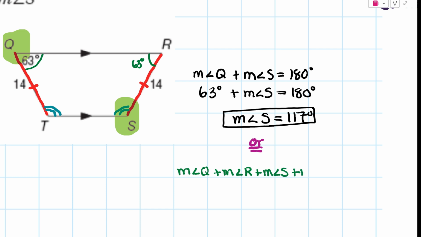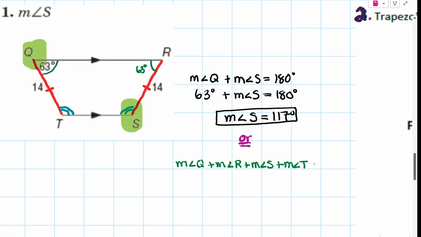So we know that we have a quadrilateral, right? So if I add all four angles, it should equal 360 degrees. And we can apply this strategy when we have an isosceles trapezoid only, because we have that the base angles are congruent. All right, I don't know what S and T are, but I know that they're the same. So I'm just going to call them X. So if S is X, then T will also be X.